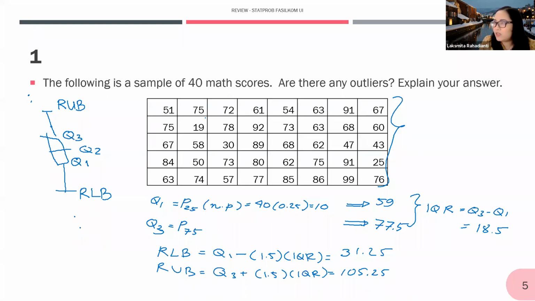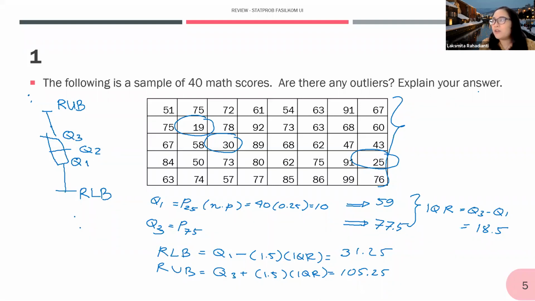Oh, actually, yes, we have this outlier here because it is lower than 31.25. Do we have any others? We have this one here too, 25 as well. Do we have any more? We have 30. These data points are less than the reasonable lower boundary, and thus we have to determine them as outliers. So explain your answer.